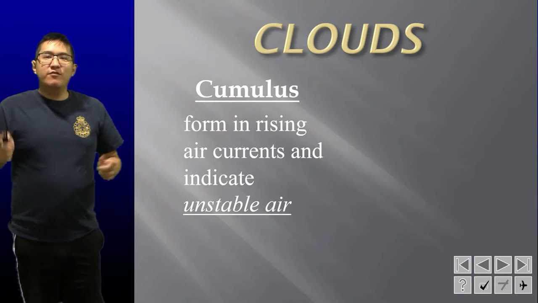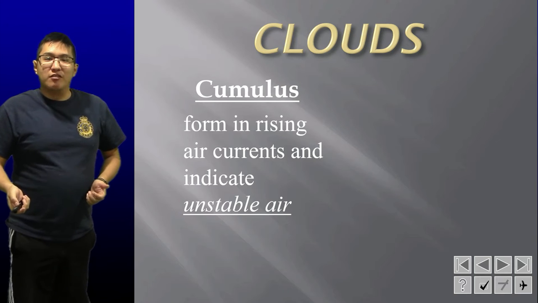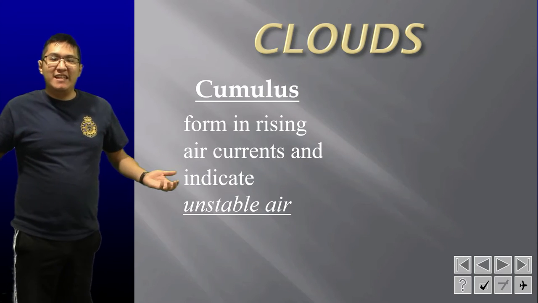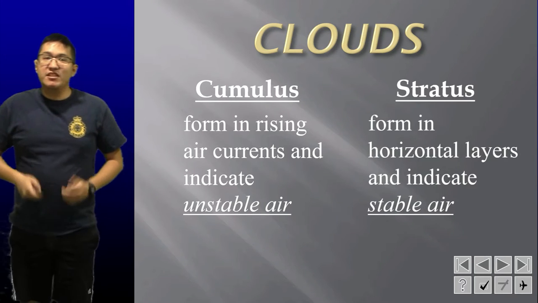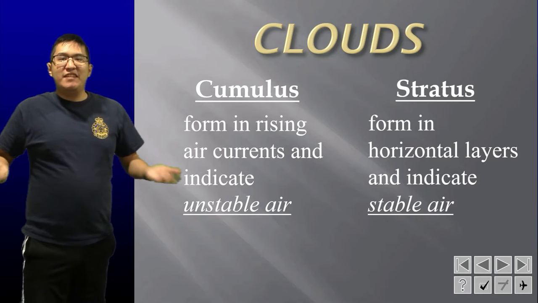So, clouds are divided first into two categories. First is what we call the cumulus category. These are clouds that have rising air currents and indicate unstable air. As opposed to that, we have the stratus category, which are horizontal layers and usually indicate stable air.